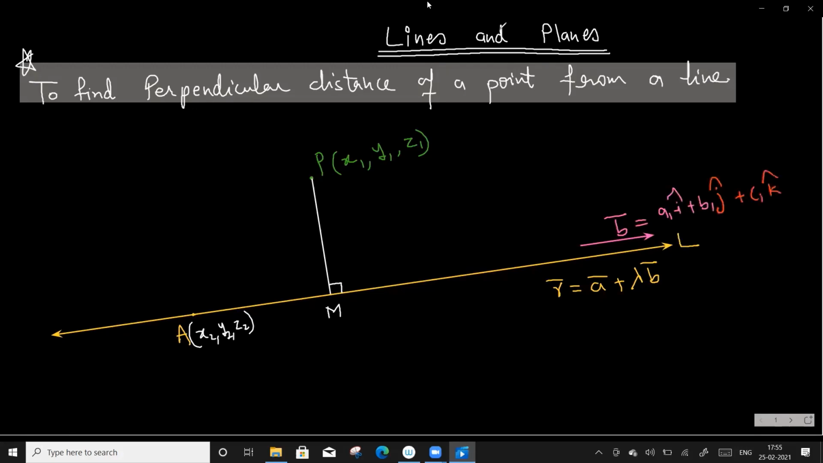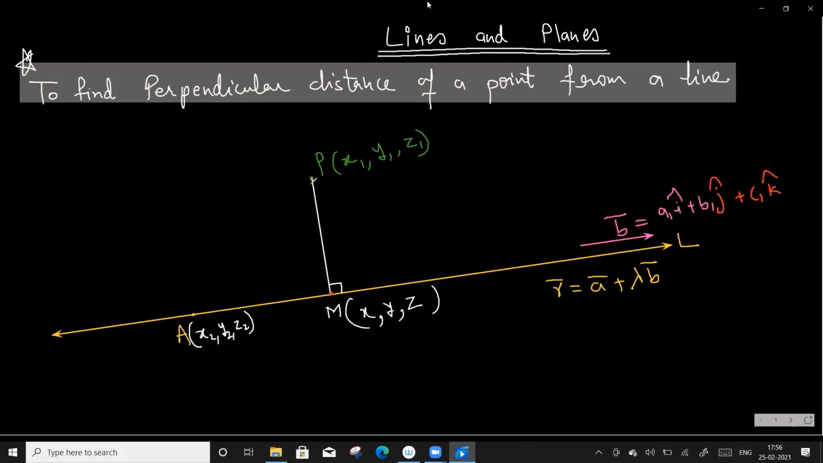what I can now do is find the coordinates of point M. I will find the coordinates of point M. This is x, y, z. I will find the coordinates of point M. Once I get the coordinates of point M, I will apply the distance formula and get PM.